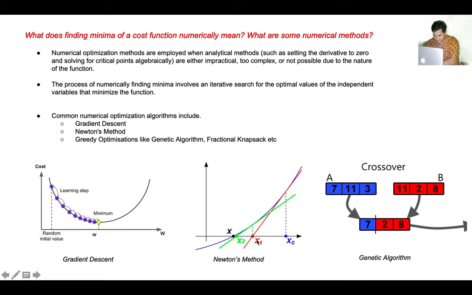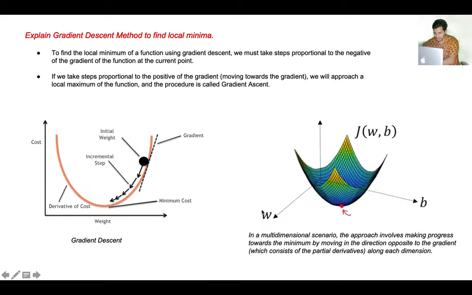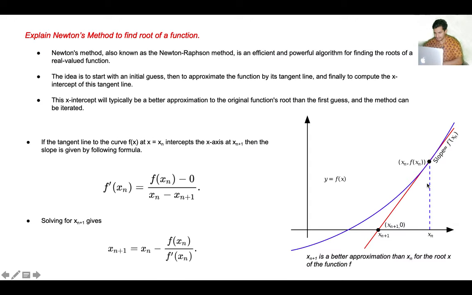We started with an initial guess, and from that guess we again draw a tangent line, and slowly we will reach the point where the function actually touches the x-axis, that is where the function actually becomes zero. So that's the simple idea of the Newton-Raphson method, and the mathematics is simple.